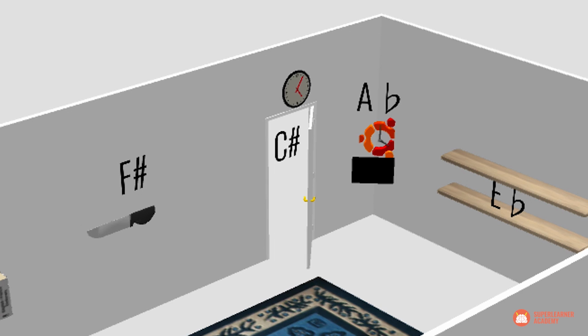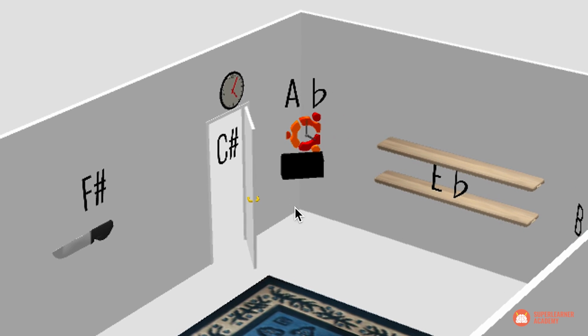For A flat, that's a tough one, but what I did is I took a flat alarm clock, and since A flat is also the same as G sharp, you might have noticed on the circle of fifths, what I have is a G-Shock watch in the closet here.